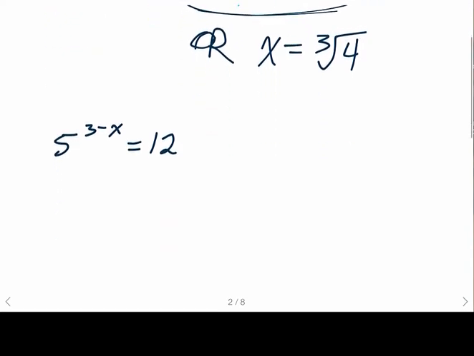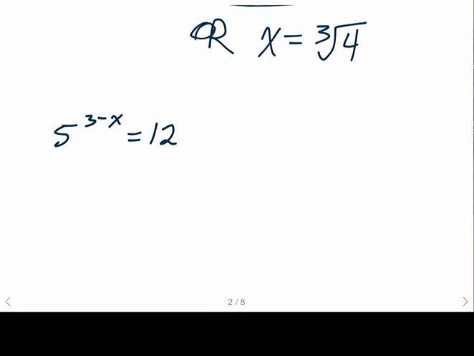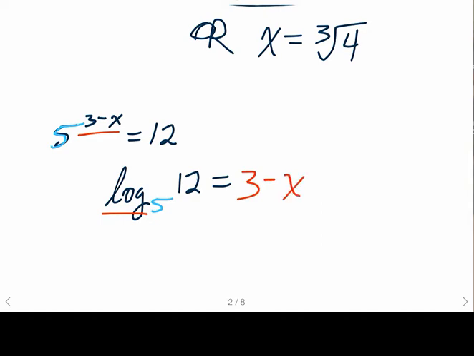Next, we're looking at 5 to the 3 minus x is equal to 12. This is an exponential equation. I know. We're going to convert it to a logarithmic equation and then see what happens. So I'm going to write down log, and then the question becomes, what's the base? The base is 5. Log base 5 of 12 is equal to the exponent, because a logarithm is an exponent. And so we have log base 5 of 12 is equal to 3 minus x.